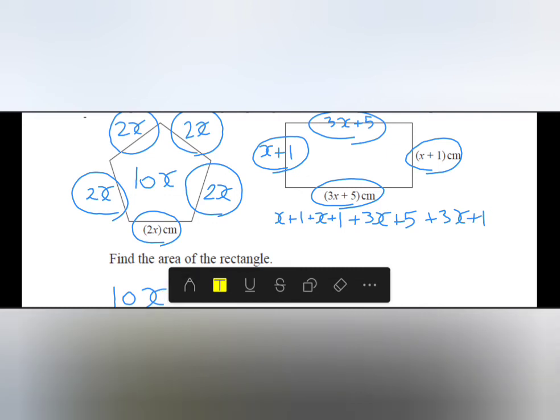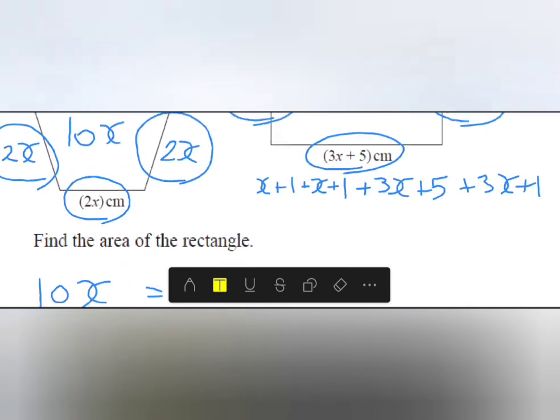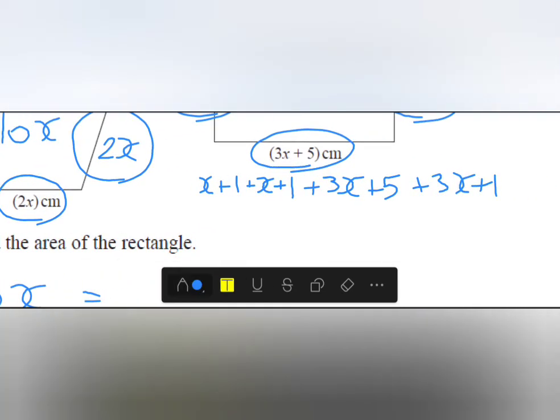together. So how many x's do we have? Let's count. We have 1, 2, plus 3 equals 5, 5, 6, 7, 8. So we have 8 x's. So we write 8x.